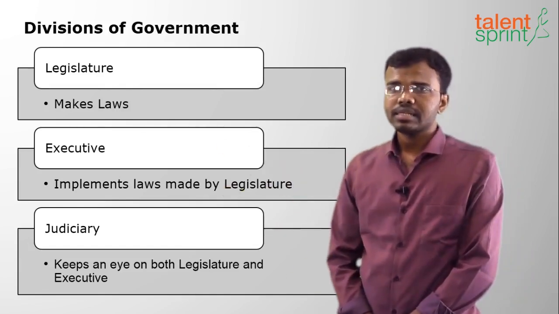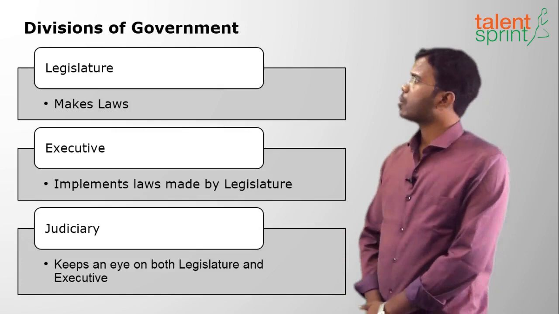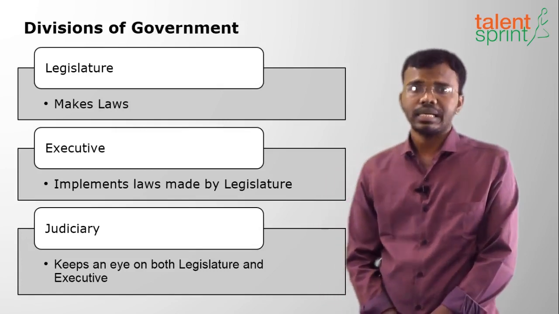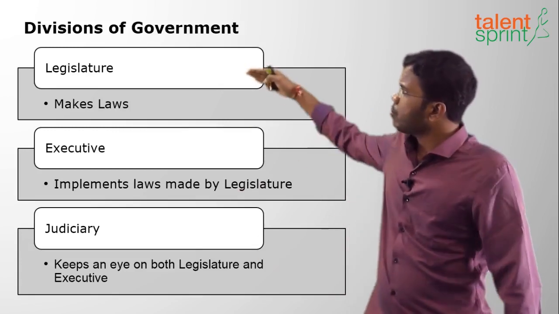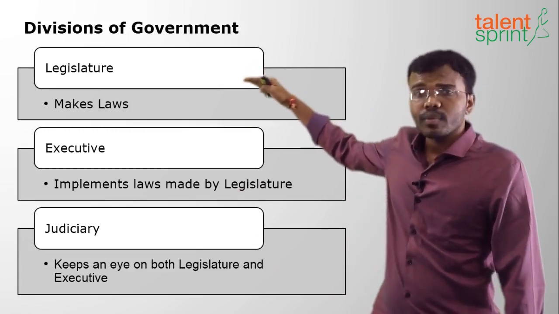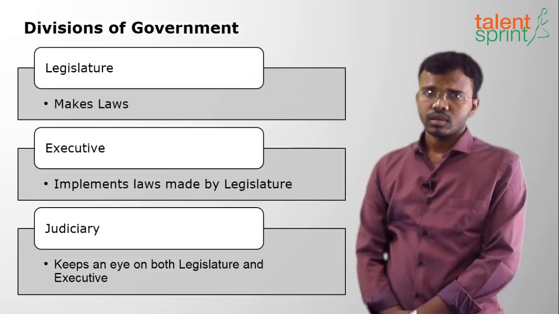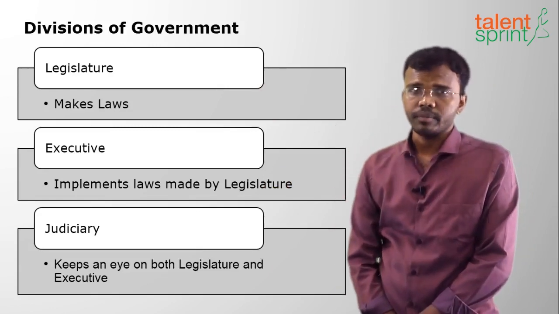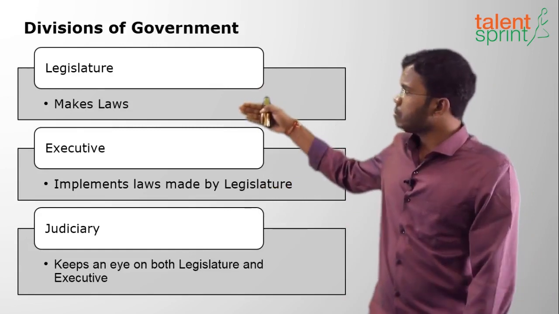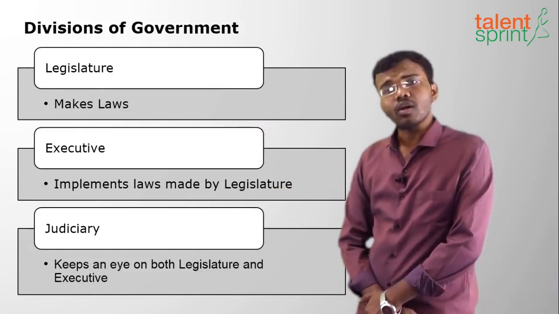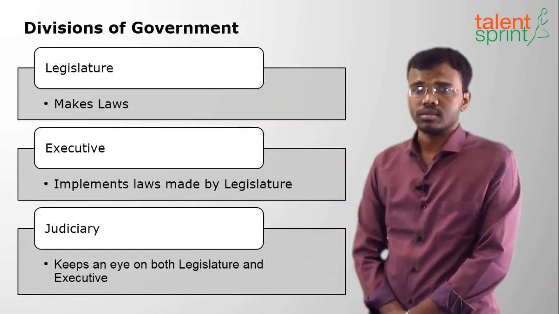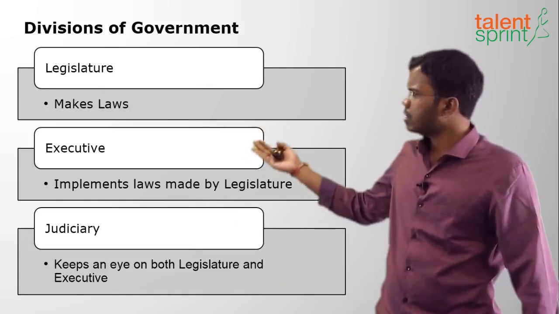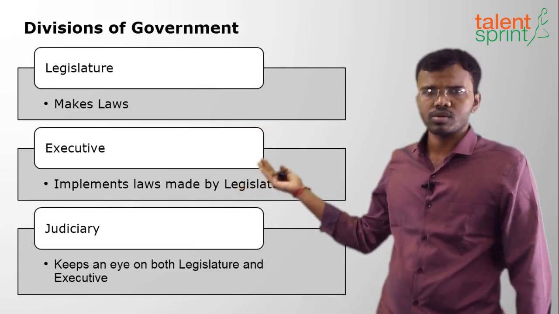So what do you mean by legislature? The people elect their own representatives. They will sit in the legislature, that is parliament or state legislature. So what is their work? Their work is to make laws. Why are laws needed? To govern the people, for the welfare of the people. So what does executive do? Executive will implement the laws made by the legislature. The executive are the civil servants, government officials, all these people.